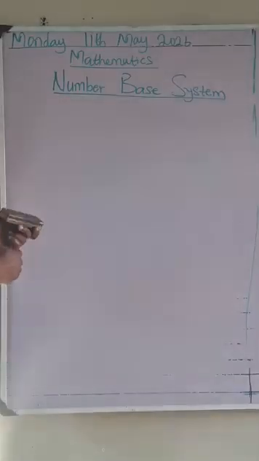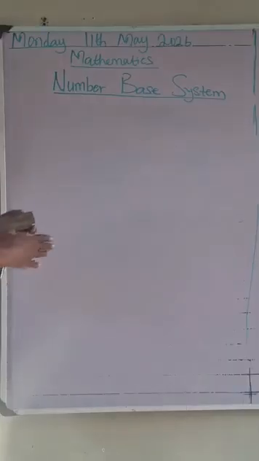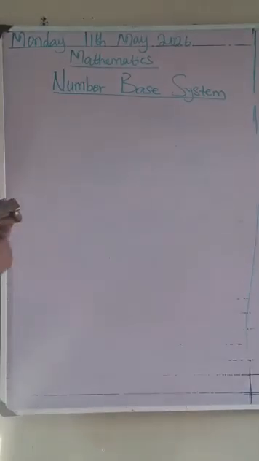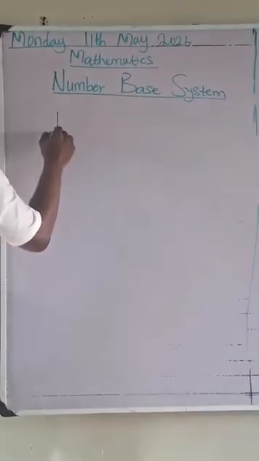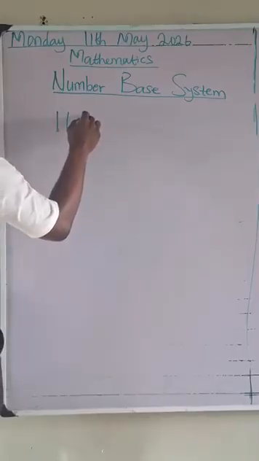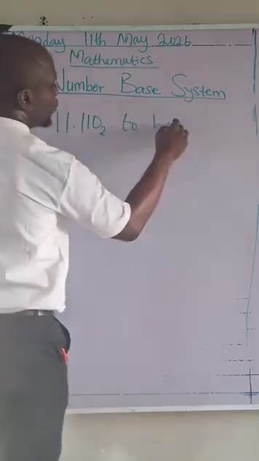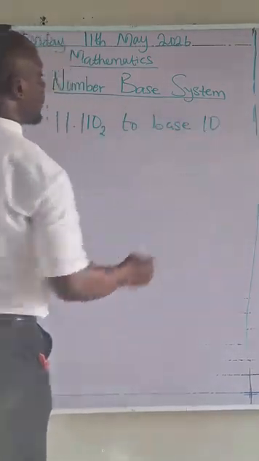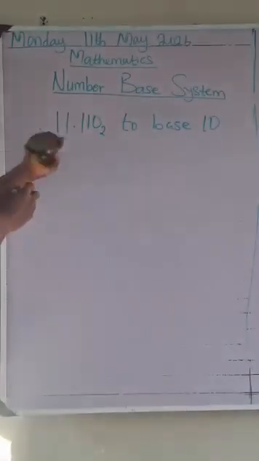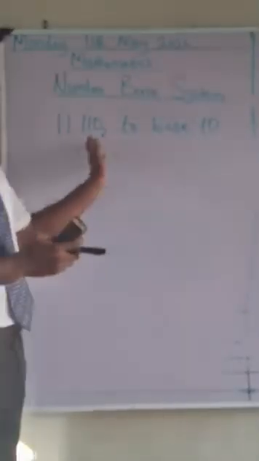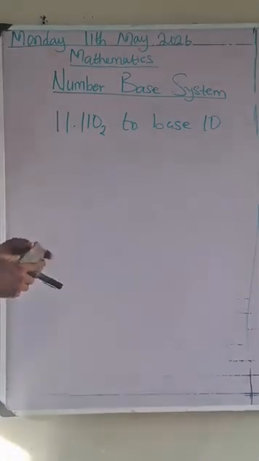The last thing I'm going to show you today is working with a number that has a decimal point. So if you have, let's see, 11.110 base 2 to base 10. Now when you have this, what do you do? This is the number in base 2, right? That is binary. Convert this to base 10. So what do you do? You still do the expansion. Use expansion notation, please. In this instance, use expansion notation.